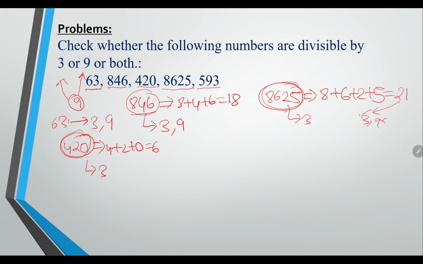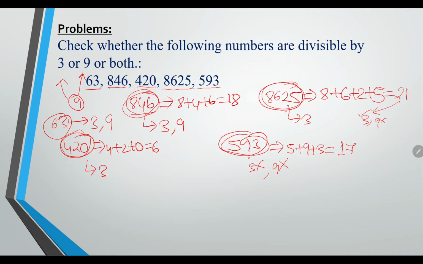Next, let's consider 593. The sum of its digits is equal to 5 plus 9 plus 3, that is equal to 17, which is divisible by neither of these numbers. So 593 is not divisible by 3 and 9 as well. And so, the numbers which are divisible by both 3 and 9 are 63 and 846.